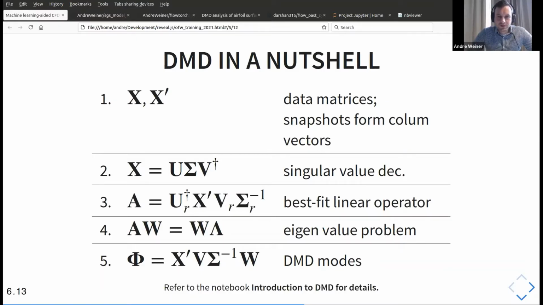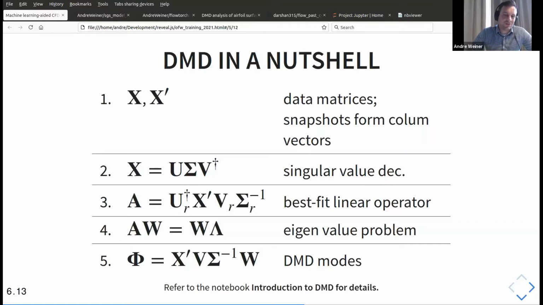All right, so we start first by organizing our snapshots in data matrices. In those data matrices, each column is composed of one snapshot. The difference between X and X prime is that X prime is shifted by one snapshot in time. So it starts at the second snapshot and ends at the last snapshot, and the X data matrix starts at the first and ends before the last.